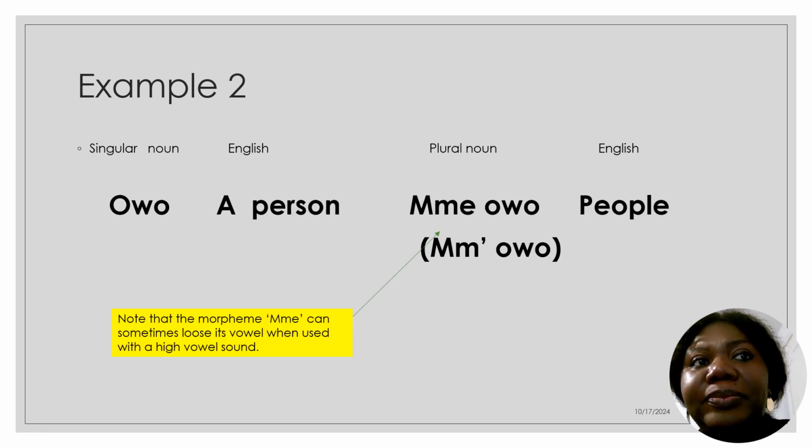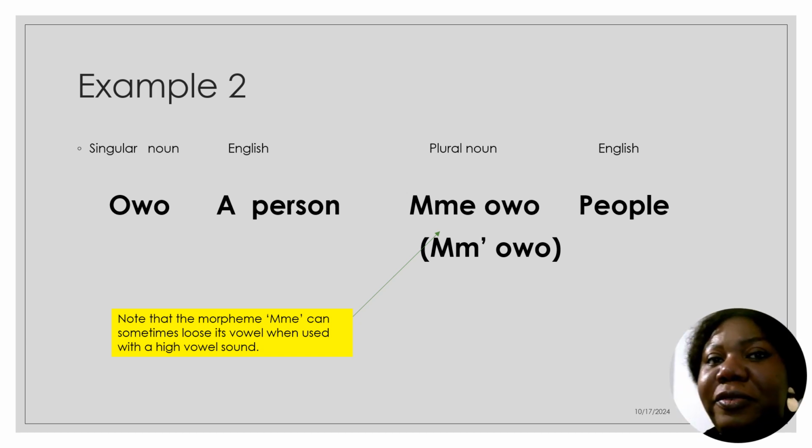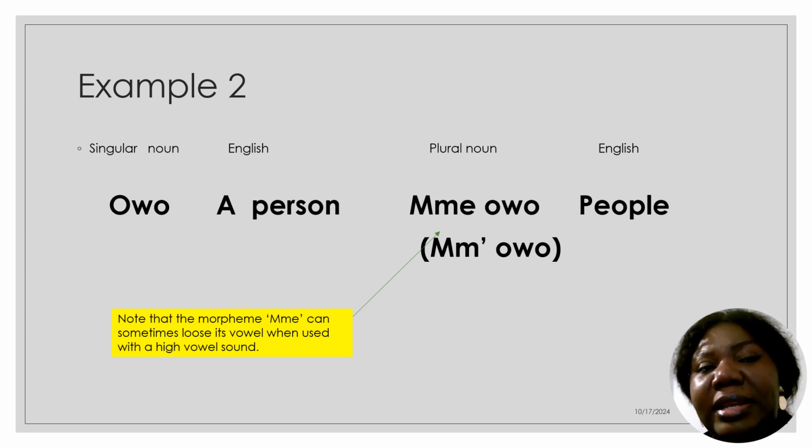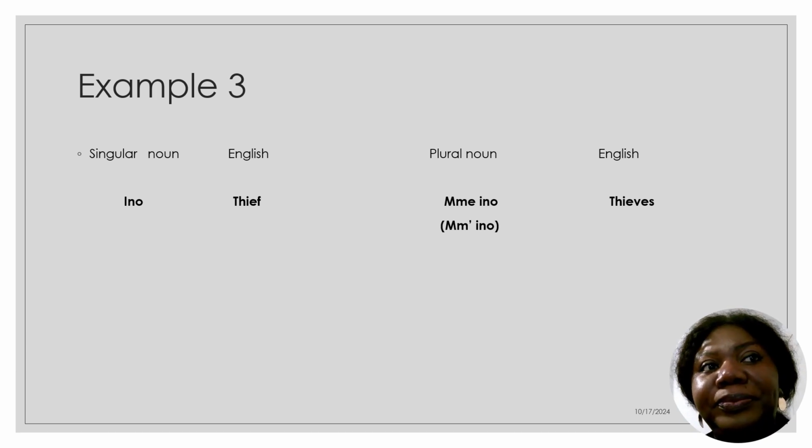Another example. Owo means a person. Mowo, people. I'll just draw your attention to the fact that the vowel e kind of gets lost because coming after it is this higher vowel o here. So instead of saying meowo, you'll find that a lot of people just blend in and say mowo, and it still expresses the plurality in that word.